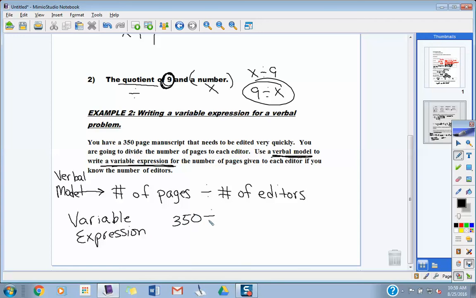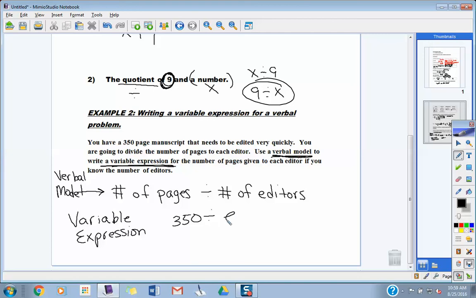Now, anywhere in the wording up there in that problem, do they tell you how many editors you have? No. The number of editors in this problem is unknown. So we're going to use a letter in there. So what letter should we use to represent the number of editors? X. I'm going to use a different one. I'm just going to use E, where E stands for the number of editors. Is that okay? Yeah. Okay.